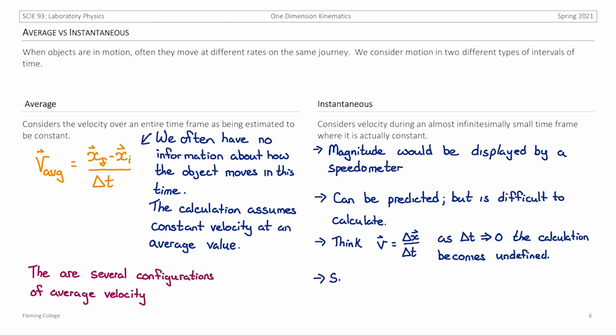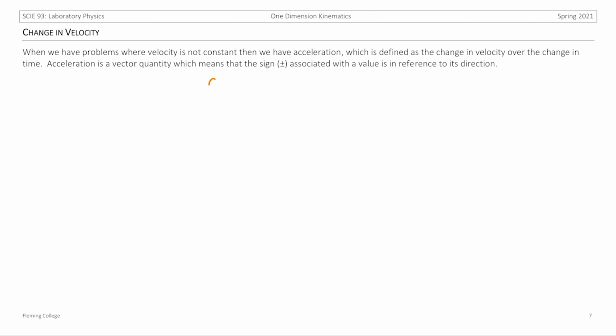It makes it very nearly impossible to calculate an actual instantaneous speed. So often what we're doing is assuming that an average velocity calculated around a time of interest will provide our instantaneous velocity for any given time. When we have problems where velocity is not constant, then we have something called acceleration.